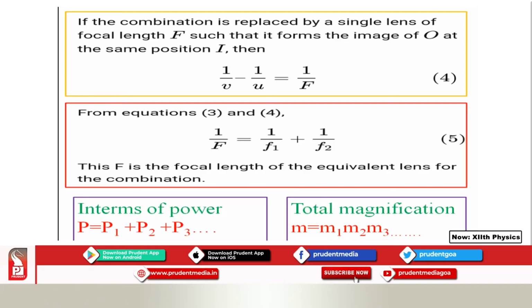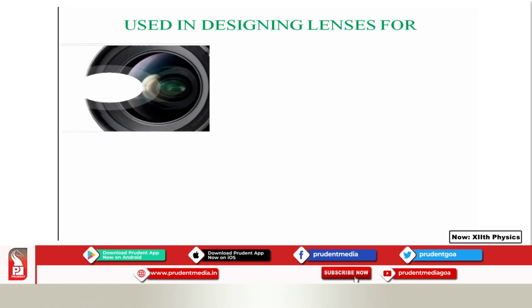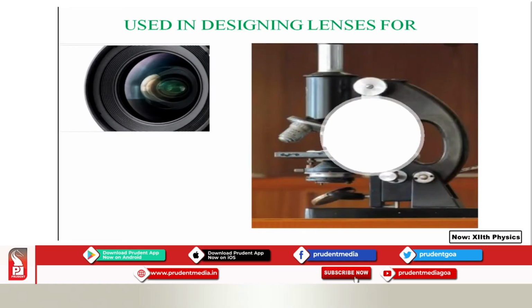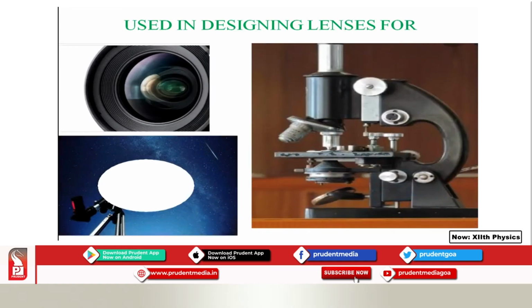Now, why do we do this? Why do we combine these lenses, or where do we use it? These particular combinations are used in designing the lenses for cameras, for the microscope, for the telescope. So, there we make use of these lenses in contact.